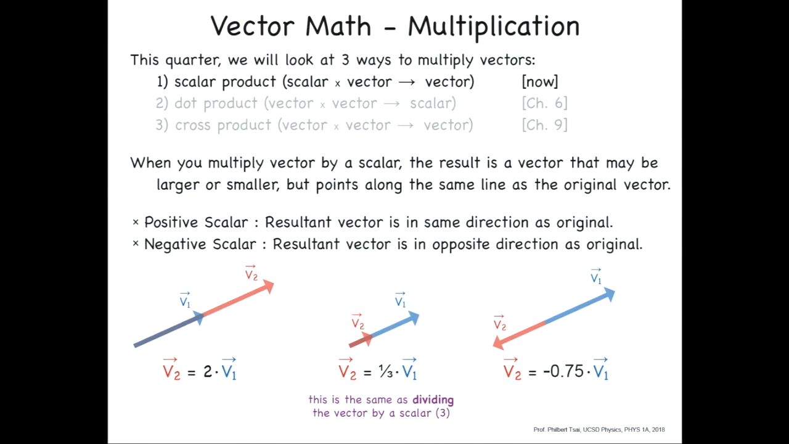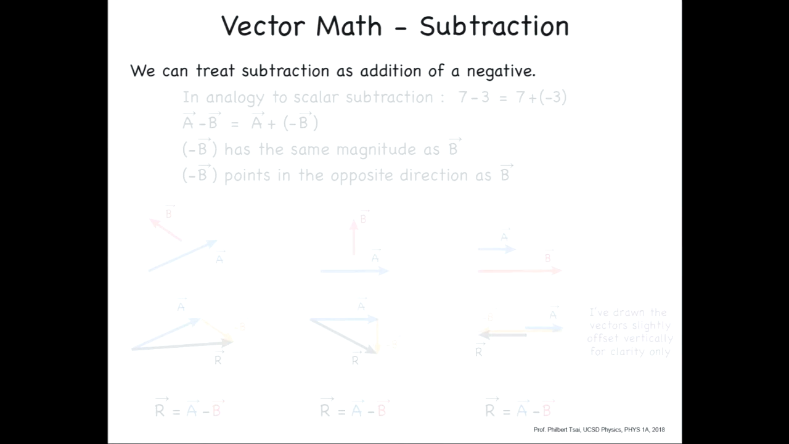There are 2 other ways of multiplying vectors. One we will get to when we talk about the forces in chapter 6, when we get to work. And the other one is the cross product, which we won't get to until chapter 9 when we talk about torque. Right? And we'll introduce them later rather than now. So for now, just remember that multiplying rescales if you multiply by a number.